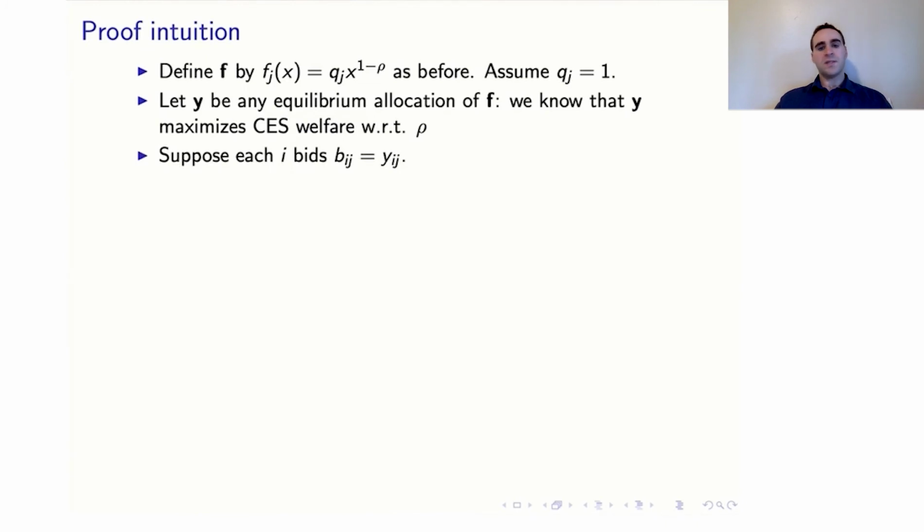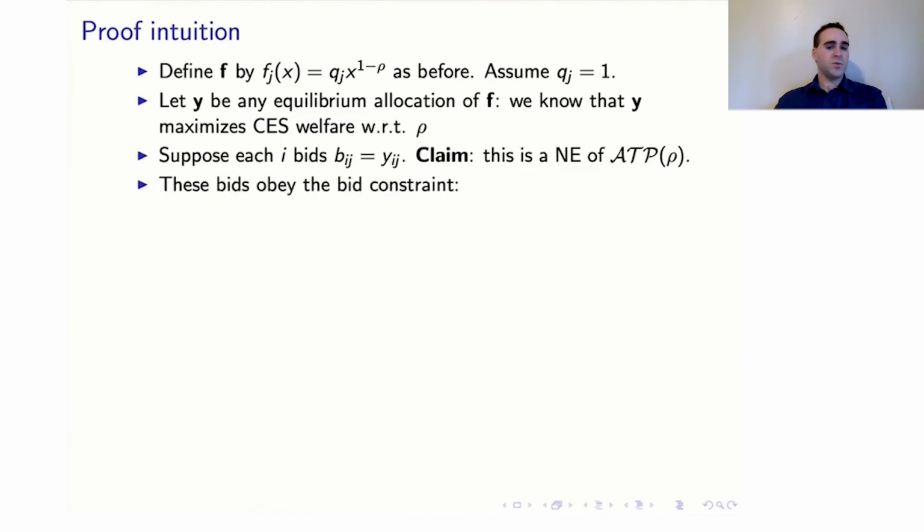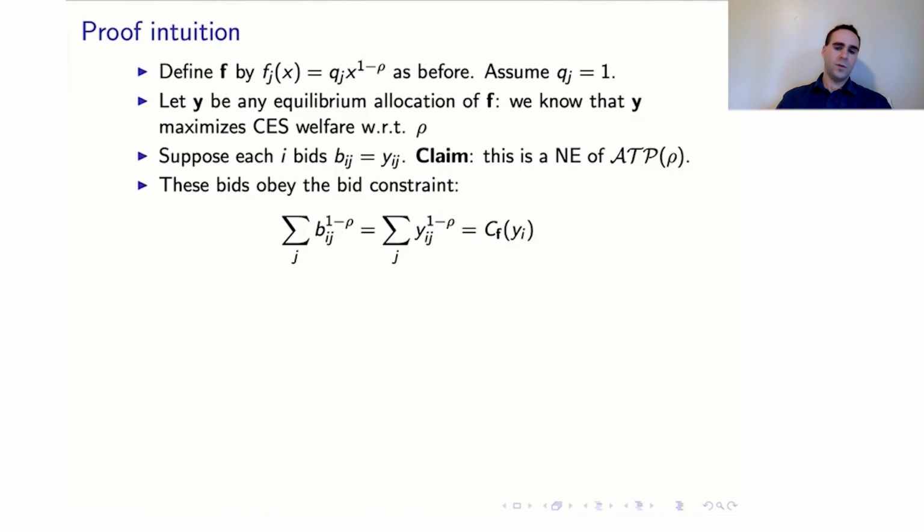Imagine that each agent just bids exactly equal to what their allocation is going to be. We can claim that this is going to be a Nash equilibrium of our mechanism. The first thing is to show that the bids obey the constraint. So the aggregate bid that each person is placing, this sum over all the goods of Bij to the 1 minus rho, that's just equal to sum of Yij to the 1 minus rho. And that's equal to the cost of that bundle Yi under the explicit pricing F. We know that that's less than or equal to 1 because in order for it to be a market equilibrium, each agent has to obey their budget.